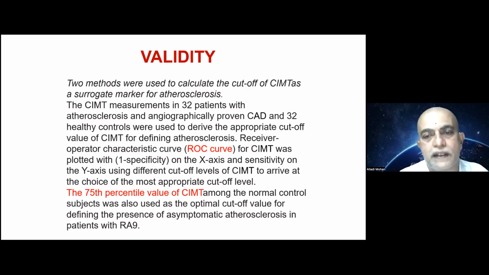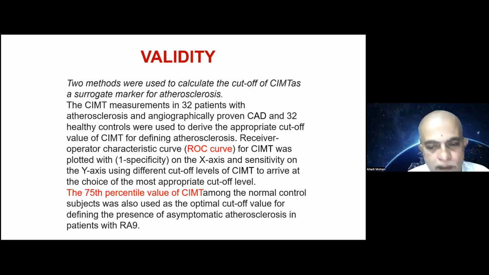So we used 2 methods which seemed appropriate. One was the ROC method. ROC is plotting the sensitivity versus 1 minus specificity. I will explain this a little bit more. And the other was taking the 75th percentile value of the CIMT from among the normal control subjects. So how do we derive the cutoff for CIMT? So we derived the cutoff of CIMT between angiographically proven CAD patients and healthy controls.